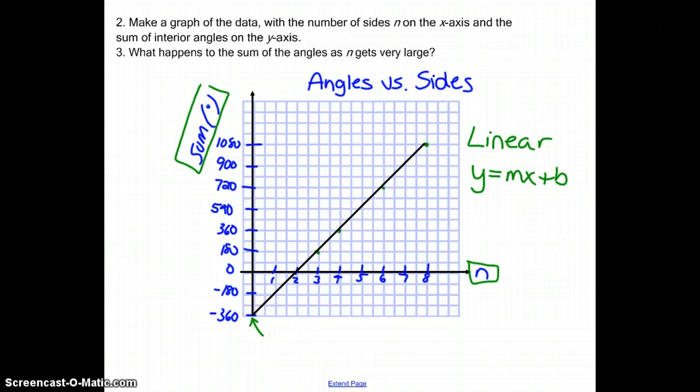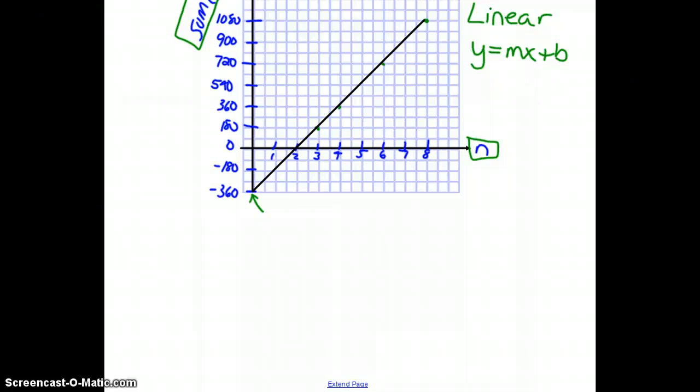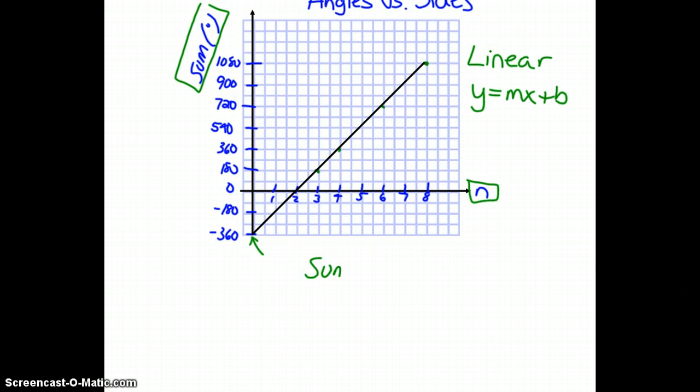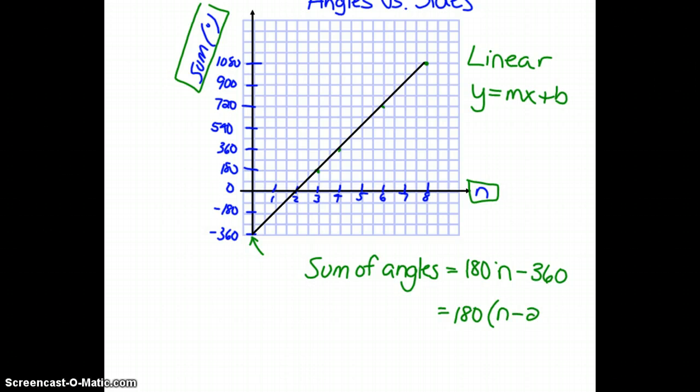So I could rewrite this as the sum of angles equals your slope. Okay, let's look at your slope here. So we're going up by 180s and over by 1. So 180 over 1 is your slope. So about 180 degrees. X is your n. B, or your y-intercept, is minus 360. Now if I factor out 180 from this, I'm going to get my sum of interior angles equals 180 times n minus 2. Ta-da, there's your formula again.